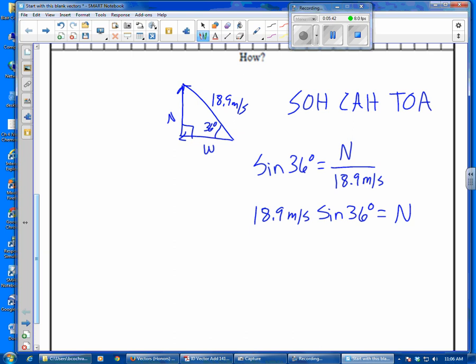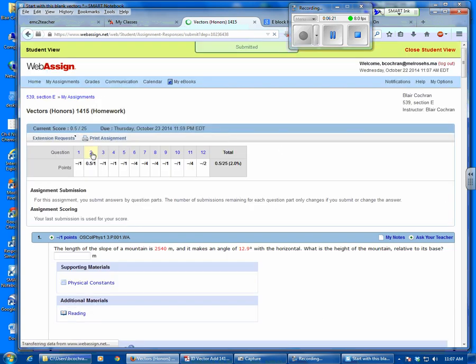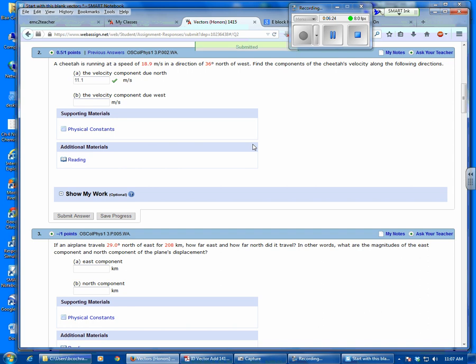I'm going to renew my request to get the TI app here, so I can show you right on the board. I think they just forgot. So I did this, and I got 11.1 meters per second equals N. So I'm going to try that, see if that works. 11.1. Submit answer. Cross my fingers. Yay! I love that little green check.